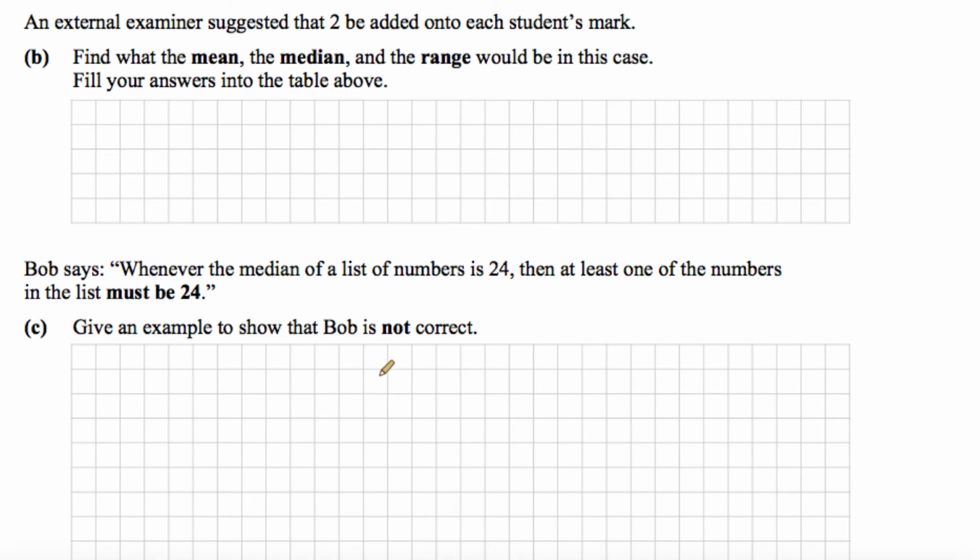So for example, you could have 6, 22, 26, and 41, for example. So the median, these numbers are in order from smallest to biggest. The median is halfway between 22 and 26, which is 24. So that's one example. There's an infinite list of numbers that would work here, but this is just one example. So that's the end of part C and the end of the question.